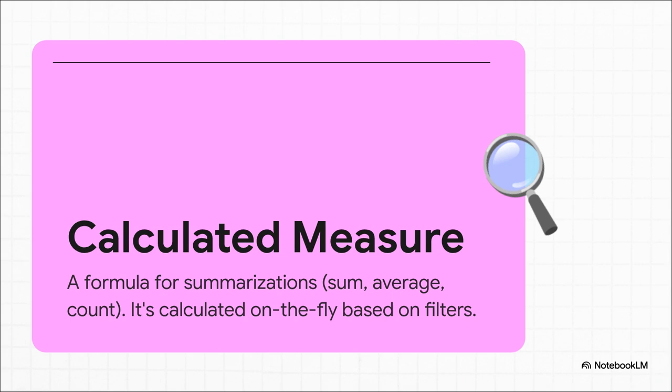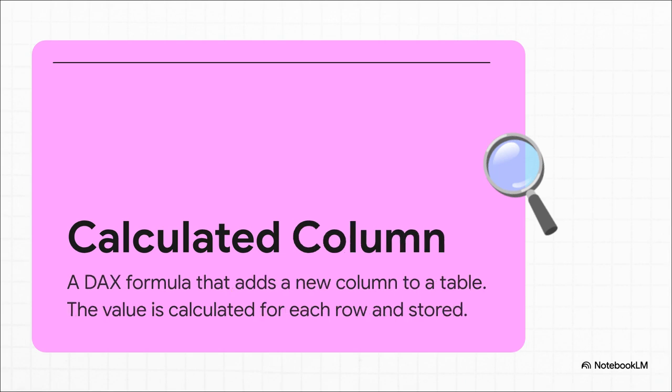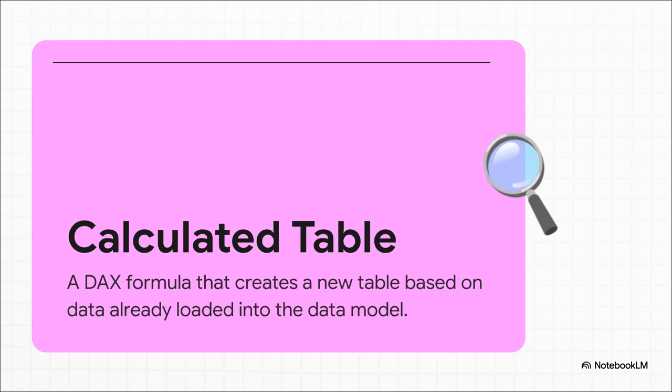It's completely dynamic. Next, we have the calculated column. Now, this is different from a measure. It's not dynamic. Instead, it physically adds a new column to one of your tables. It runs its calculation once for every single row, using row context, and then stores the result. This is perfect for something like creating a profit column by subtracting the cost from the price on every line in your sales data. And finally, the most advanced application, the calculated table.